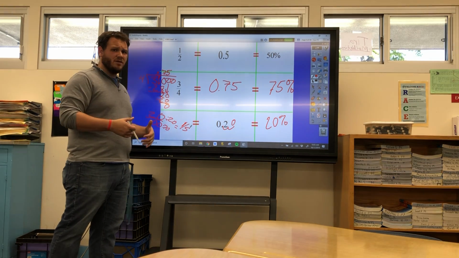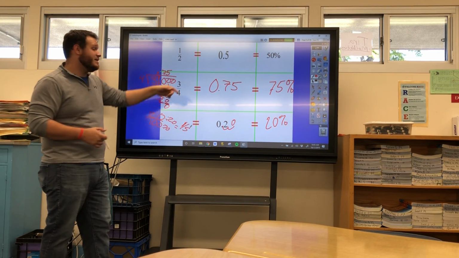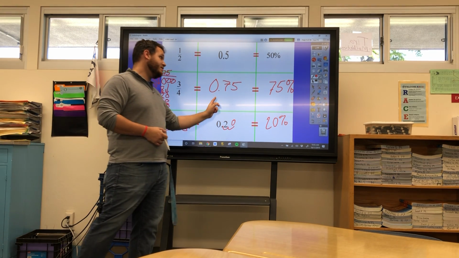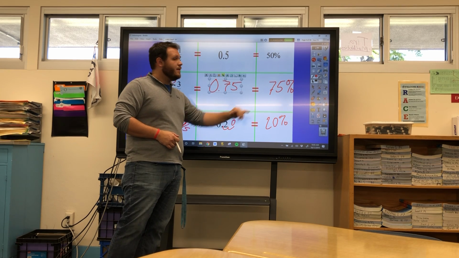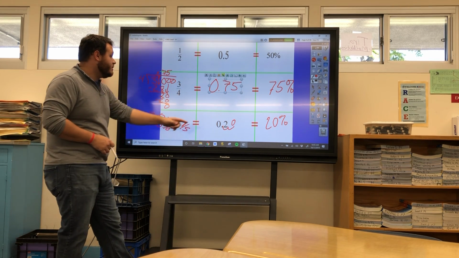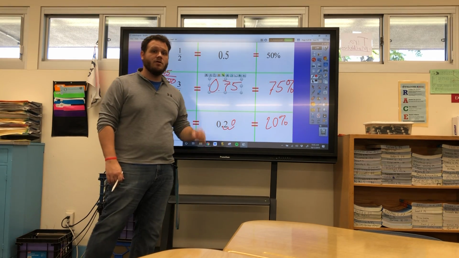Okay, guys? That's basically how we convert. Again, take the fraction and actually do the division. That's going to get us a decimal. To go from decimal to percent, we move our decimal point 2 spaces, and then to go from percent to fraction, we take the percent and put it over 100, and then we go ahead and reduce.